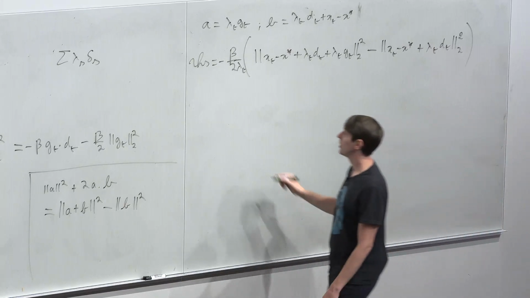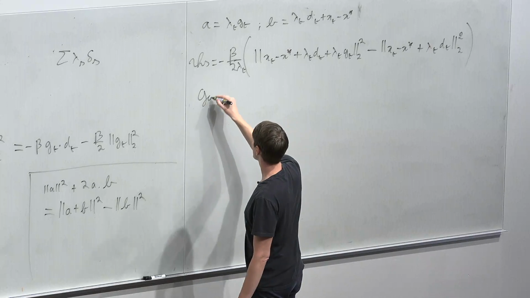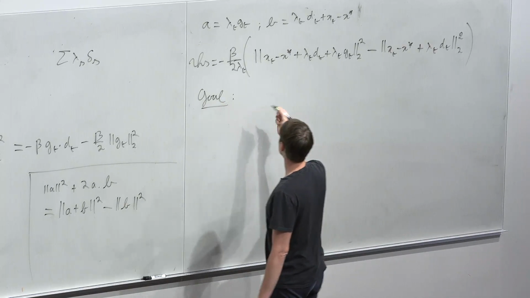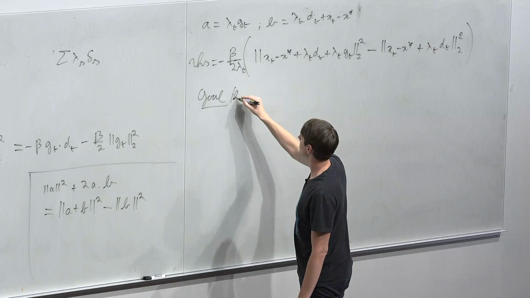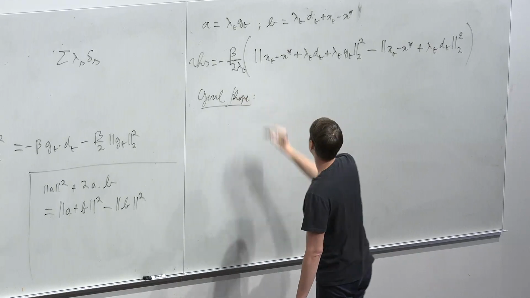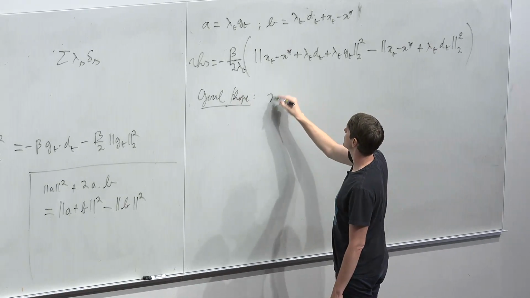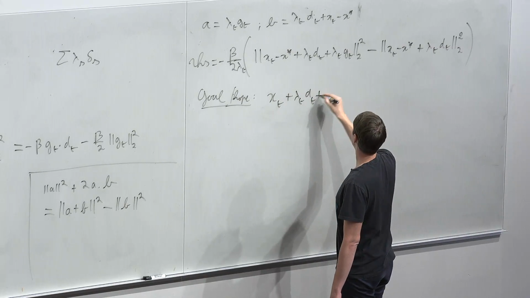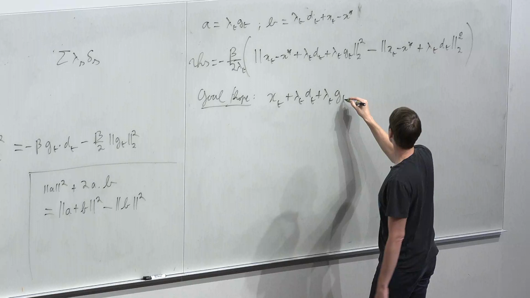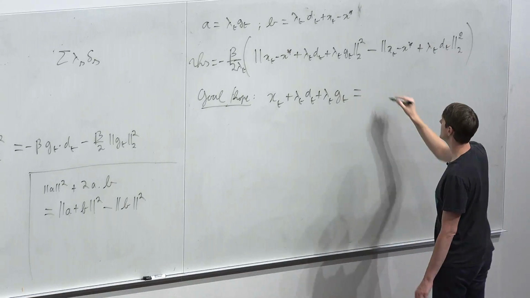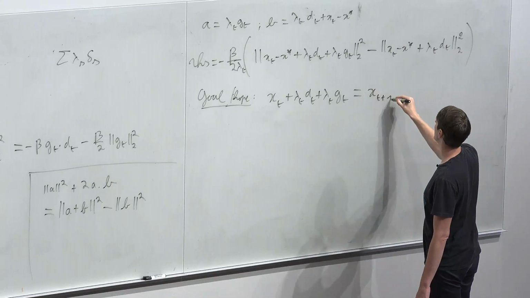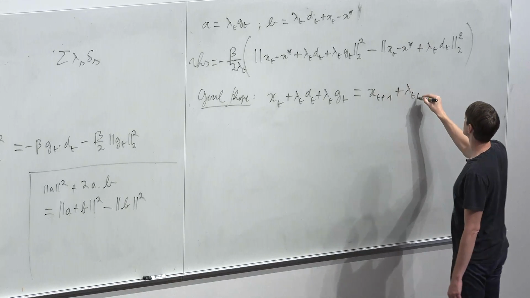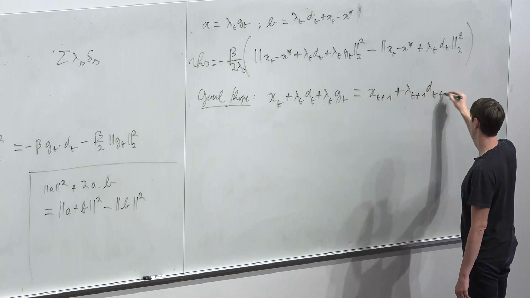So the goal, or hope, let's see if it works, is to say that xt plus lambda t dt plus lambda t gt, I hope this would be really great if this was xt plus 1 plus lambda t plus 1 dt plus 1.